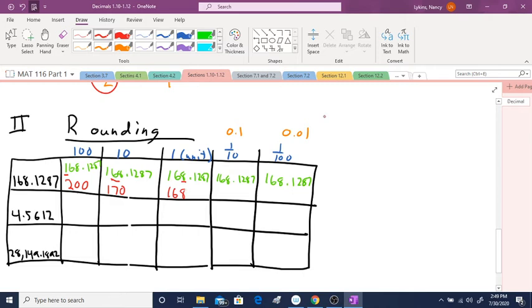The 1/10 or the 0.1 position is that 1. I look at that 2. So you still have to put 168 point what? 0.1. And finally, the 100th, which is at 2, the 168 stays the same. And then that 2 goes up to a 3 because of the 8.